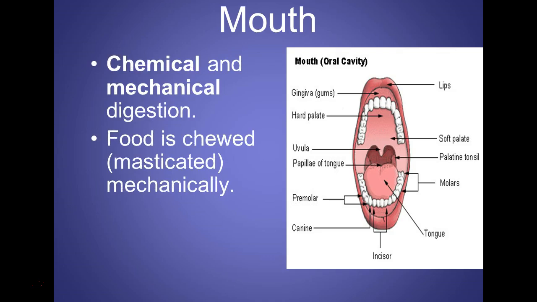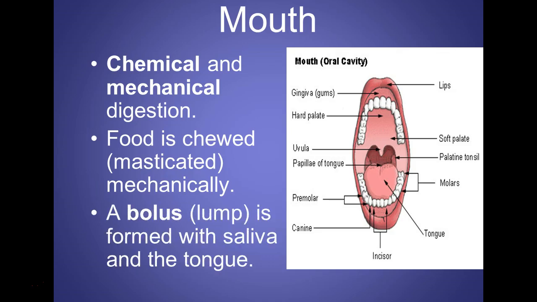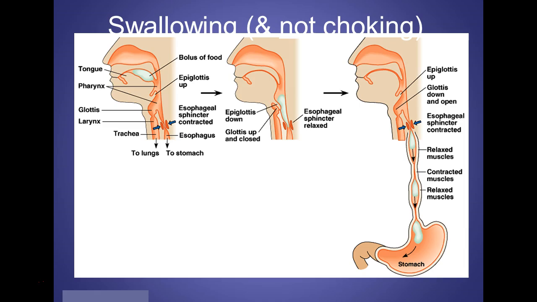So again, just to repeat, chemical and mechanical digestion. Food is masticated. It's what's called when you chew food. And a bolus, which is the lump of food, is formed with saliva and your tongue. It's weird to think about it this way. While you're eating lunch today, or you're sitting here eating right now, like if you bought snacks, you're chewing your food. Think about how you use your tongue. Your tongue helps mix the saliva into your food, and then it turns into a lump, and then you're ready to swallow it. In the nervous system, we'll talk about different reflexes that make you swallow.